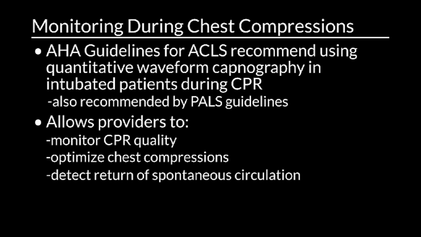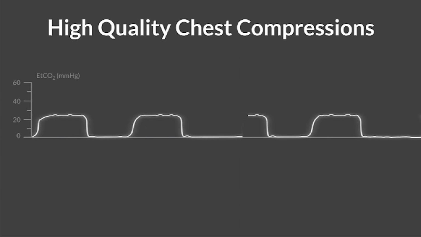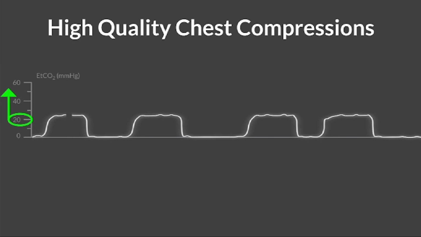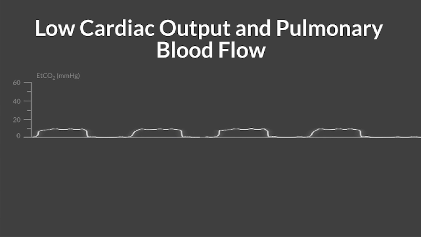As long as the patient is not overventilated, the end-tidal CO2 measurement is a surrogate for chest compression quality. High-quality chest compressions result in a low normal end-tidal CO2 level; generally a range of 20 to 25 or greater is associated with high-quality chest compressions. Low end-tidal CO2 levels may indicate low cardiac output and pulmonary blood flow. Per PALS guidelines, measurement of an end-tidal CO2 value less than 15 millimeters of mercury during CPR indicates that the quality of chest compressions needs improvement.